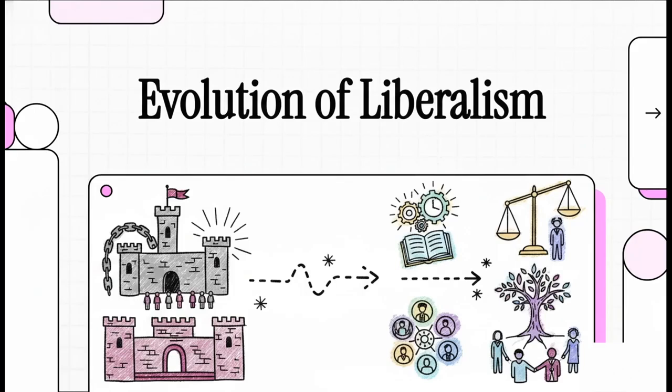Today, we are completely unpacking the fascinating evolution of one of the absolute most influential political ideologies in Western history, liberalism. We're going to trace its journey from the rigid, old-school structures of feudalism all the way to the great ideological split between its classical and modern forms.